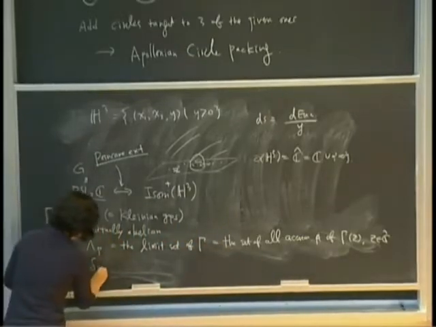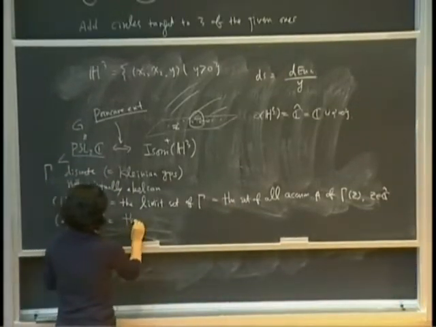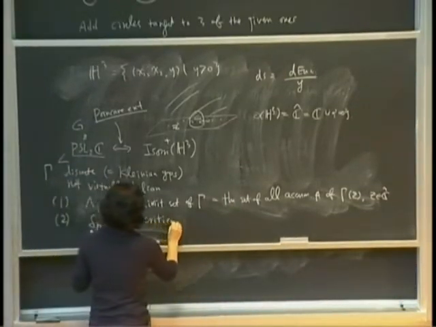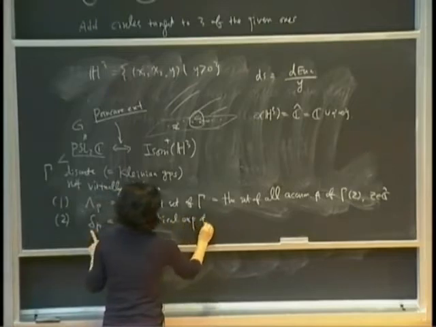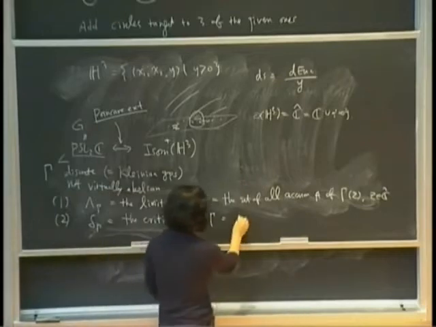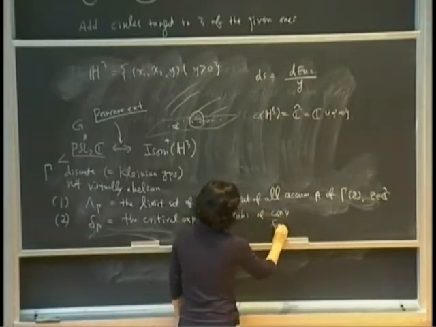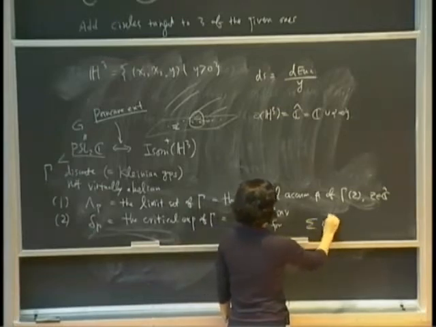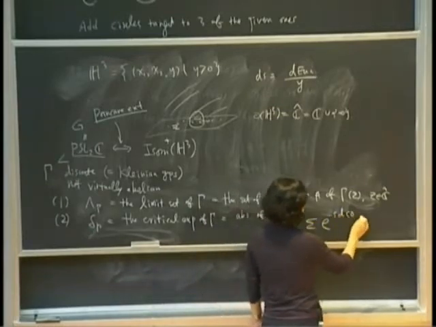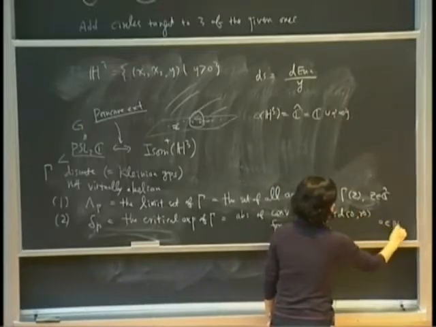And then the second important invariant of this group is what's called the critical exponent. And this is simply the abscissa of convergence for the Poincare series defined by the sum of e to the minus s times the distance from O to gamma O, over gamma in the group, where O is any fixed point inside H3.